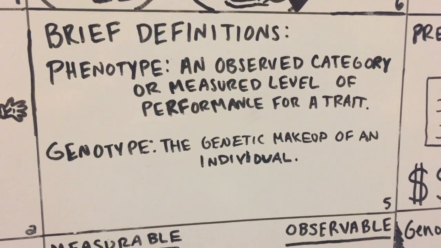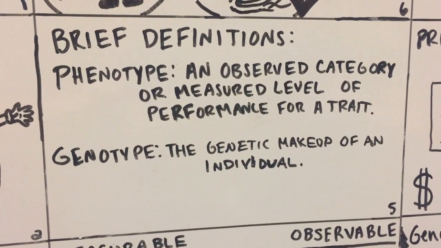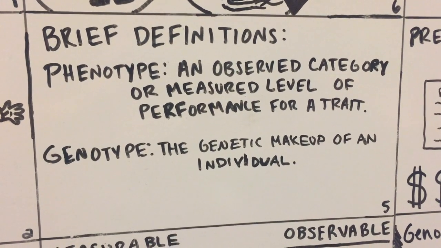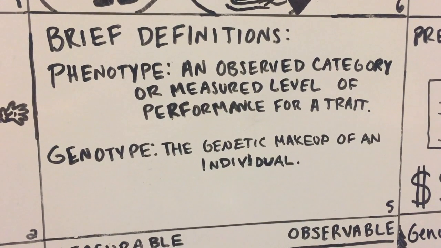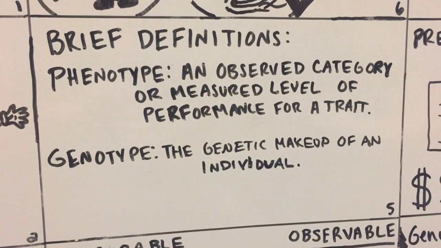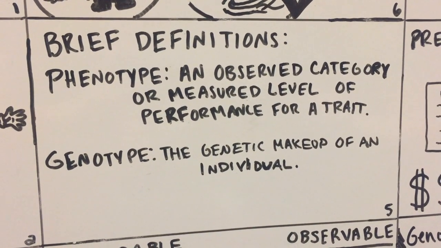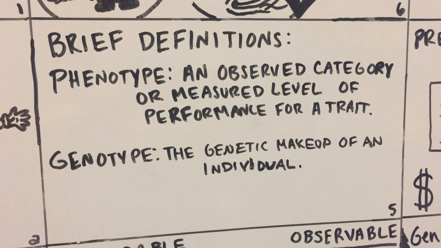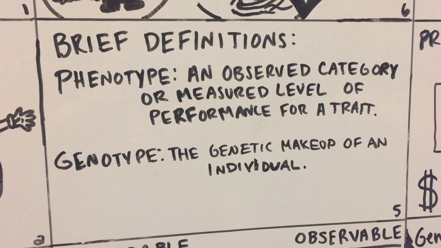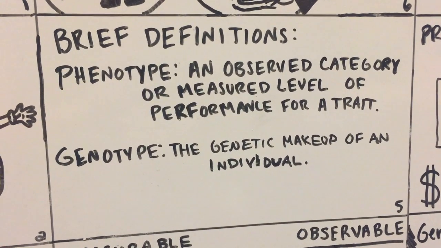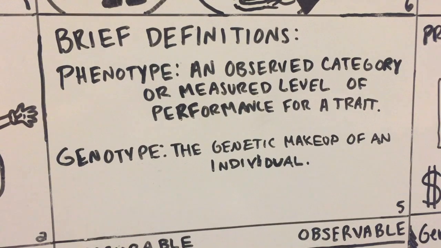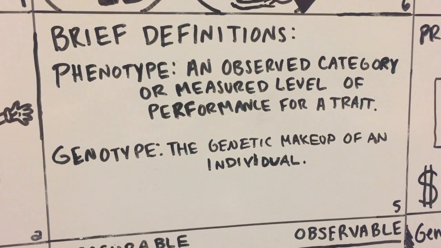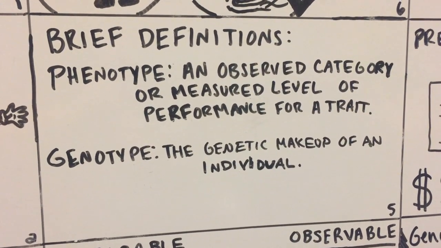You'll need some brief definitions before we continue. Phenotypes and genotypes. Phenotypes are observed categories or measured levels of performance for a trait. Genotypes are the genetic makeup of an individual found in the DNA. Phenotypes are things that you can see with your eyes, whereas genotypes are things that you can see with microscopes.